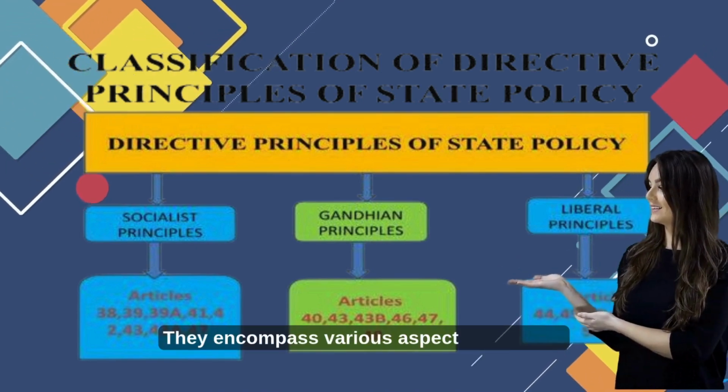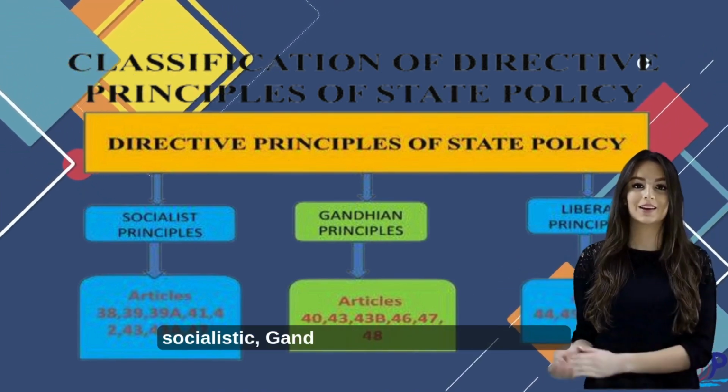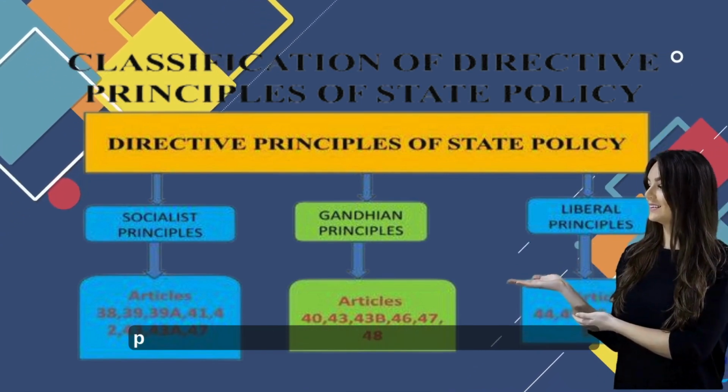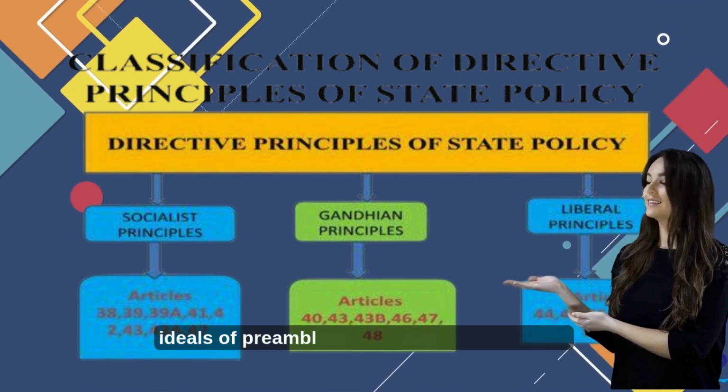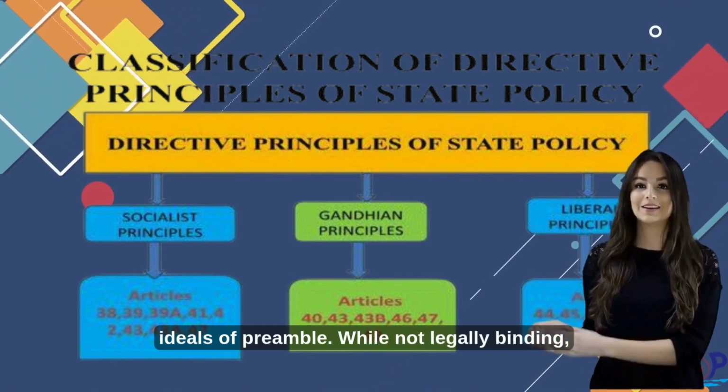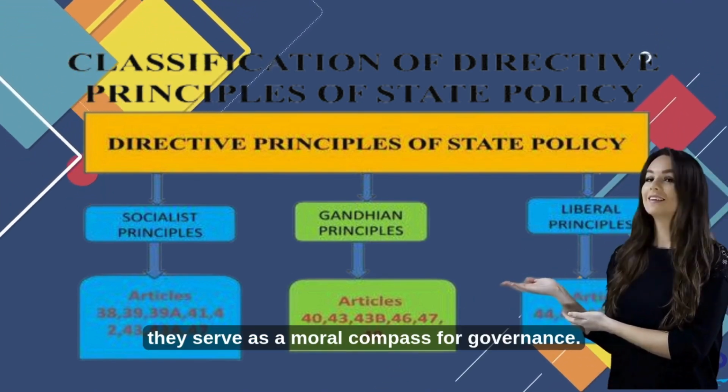They encompass various aspects, including socialistic, Gandhian, and liberal intellectual principles, guiding the state towards achieving the ideals of the preamble. While not legally binding, they serve as a moral compass for governance.